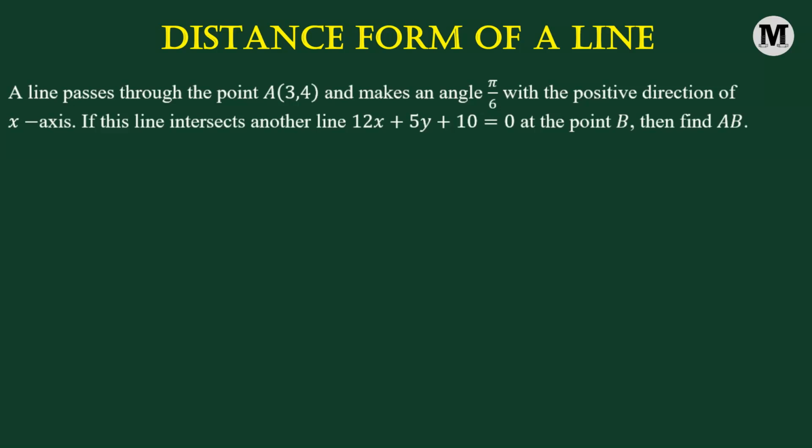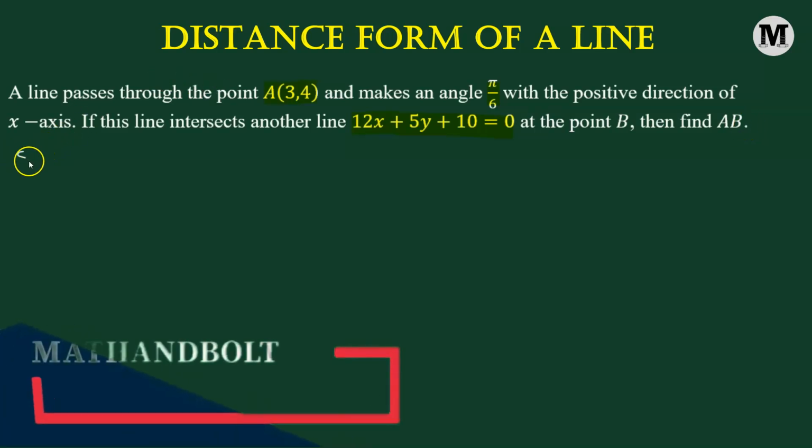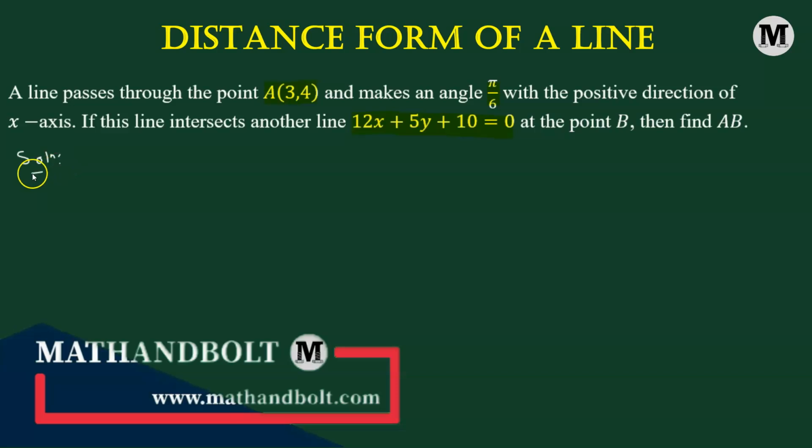We have a line that passes through the point A having the coordinates 3, 4. Also, this line makes an angle of pi over 6 radians with the positive direction of x-axis. If this line intersects another line, 12x plus 5y plus 10 equals 0, at the point B, then determine the length of AB.